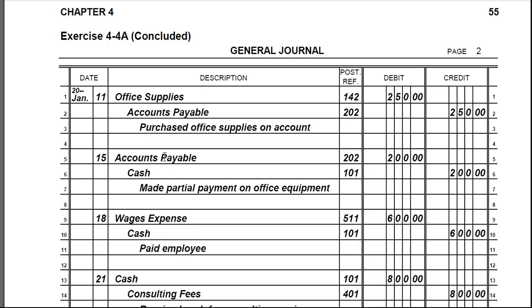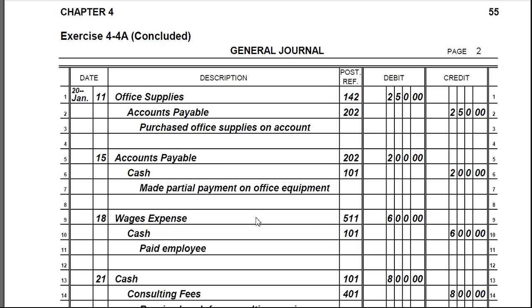Then on the 15th, it says I made a payment on account from the January 3rd transaction. And if you remember back on January 3rd, we purchased office equipment on account for $1,300. So I'm not buying office equipment now. I'm just paying $200 of what I bought back on the 3rd. So I'm going to debit or decrease my accounts payable for $200 because if I'm making them a payment, I'm not going to owe them that $200 anymore, so that account should be decreased. And since I'm spending cash to pay them, I'm also going to decrease my cash account.